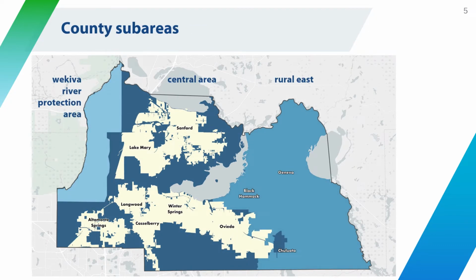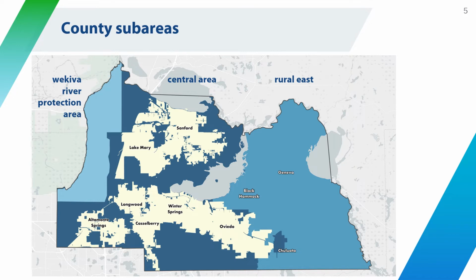As planners, it is helpful to divide a large study area, such as a county, into smaller areas that we can study in more detail. The first major areas we identify are also key elements of the comprehensive plan. First, we identify the rural east, which is the area in the eastern rural boundary.